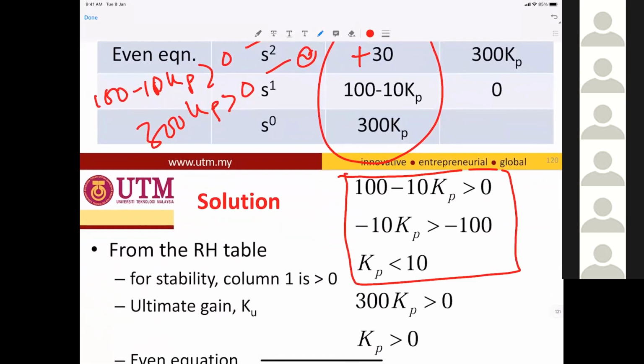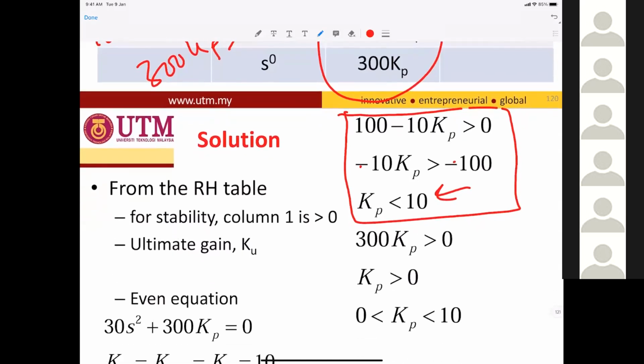100 minus 10 Kp greater than 0. So minus 10 Kp is greater than minus 100. Since this is negative, in order to remove the negative, we have to change the sign. So Kp is less than 10. Then 300 Kp, the second equation, is greater than 0, then Kp is greater than 0.